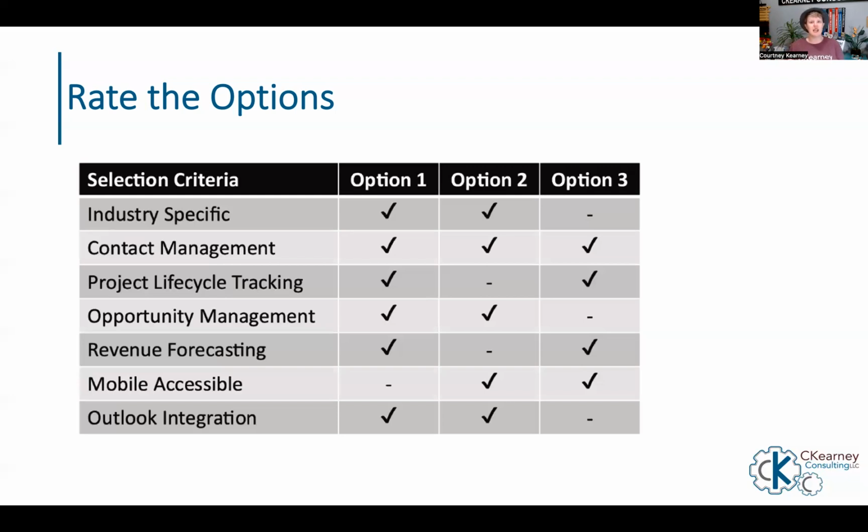Then you can start to see, okay, if we want to go with option 1, we have to give up mobile. This is where those priorities come in. If mobile is priority number 1, then option 1 might not be the best one. Then you go down the list and you can start to evaluate your options. Now, at the end of all of this, you've made your selections, you've built your matrix, you've rated them, you're going to go into the demo phase, you're going to get demos of the top 2 or 3, then we're going to make our selection.